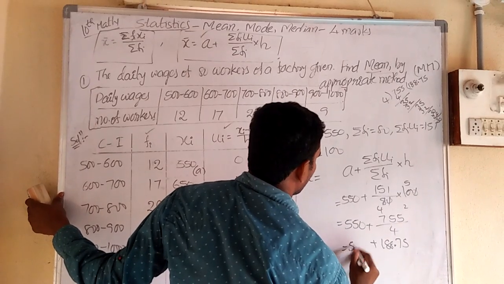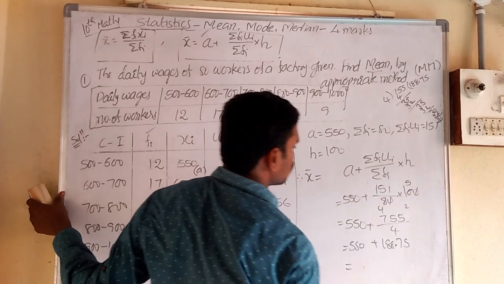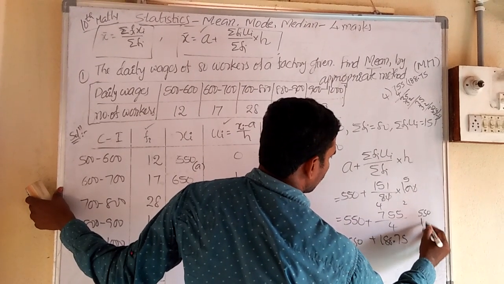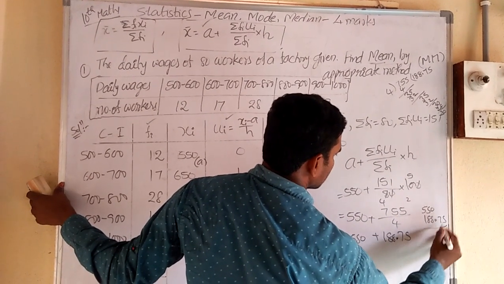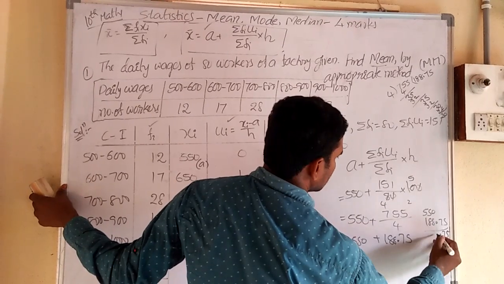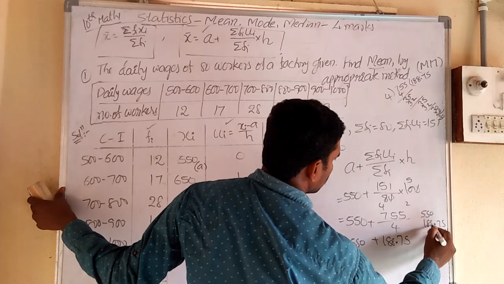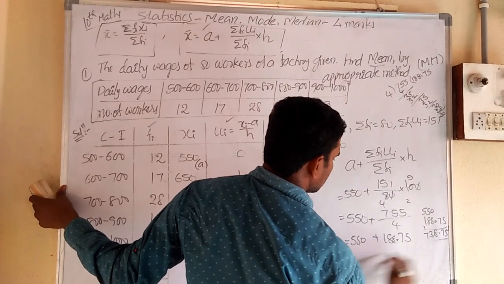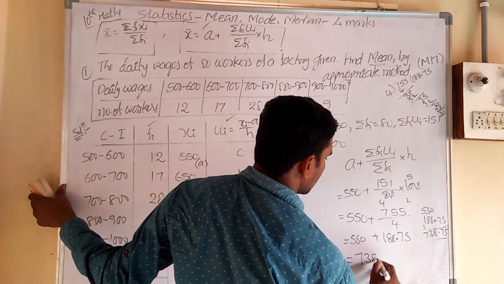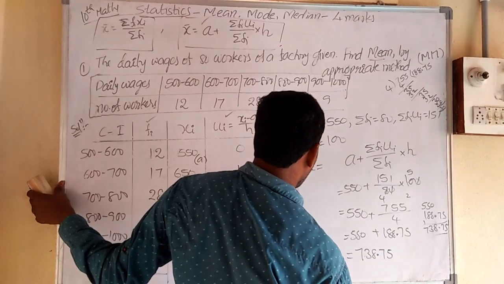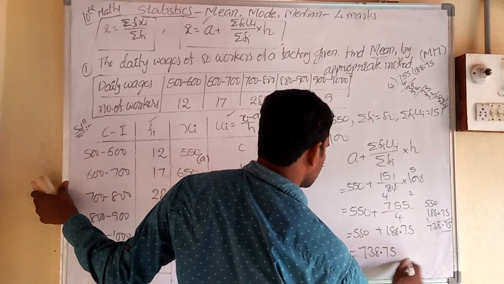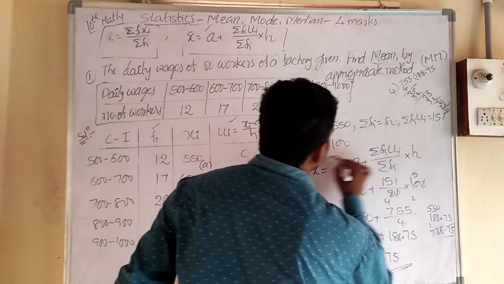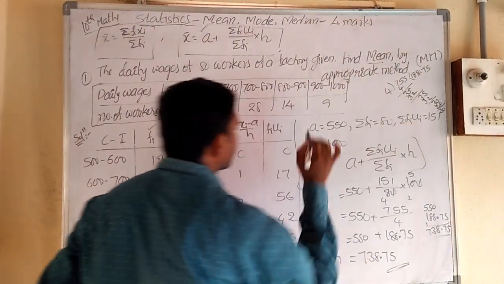188.75. 550 plus 188.75. So add these two numbers. How much? 550 plus 188.75. So 0.75 as this. 0 plus 8, 8. 5 plus 8, 13. 7. So what is the answer? 738.75 is the mean daily wages. That is the answer.